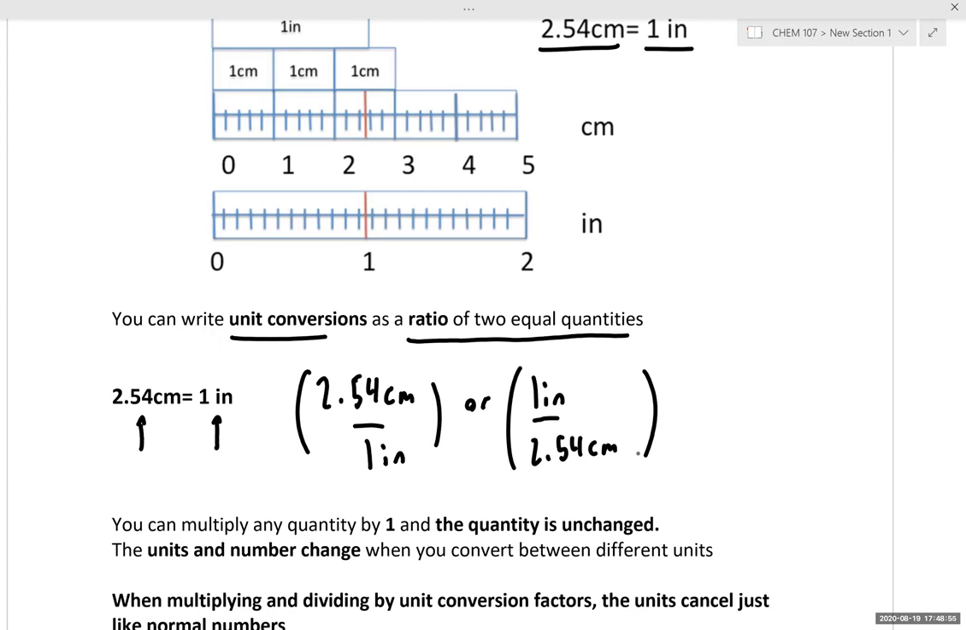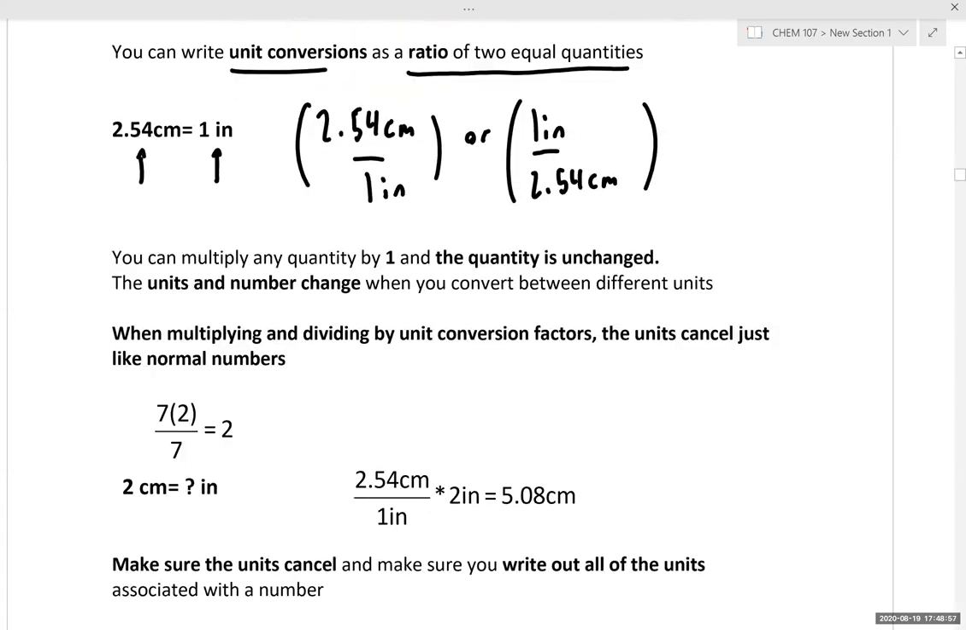Now, why is this useful? Well, we can multiply any quantity by 1 and that quantity is unchanged, right? If I said 2 times 1, that's obviously going to be 2, right? In unit conversions, you are multiplying your quantity by 1. However, the trick in unit conversions is that your units and number will change when you perform a unit conversion. The value, what that unit and number represents in our physical world, does not change.